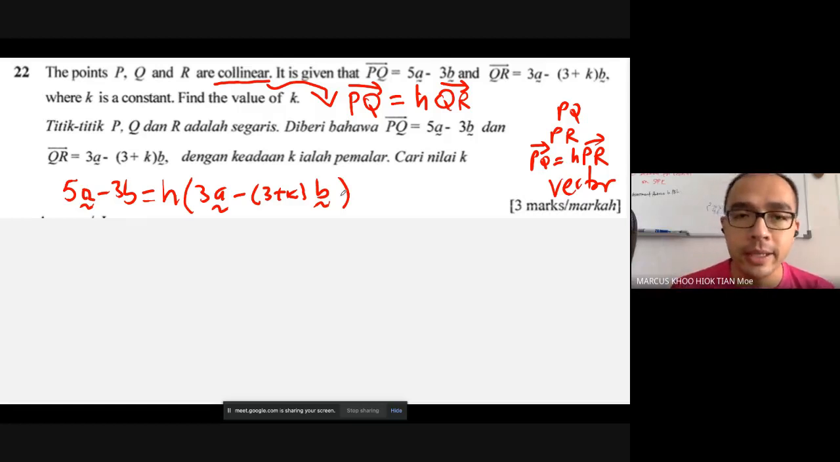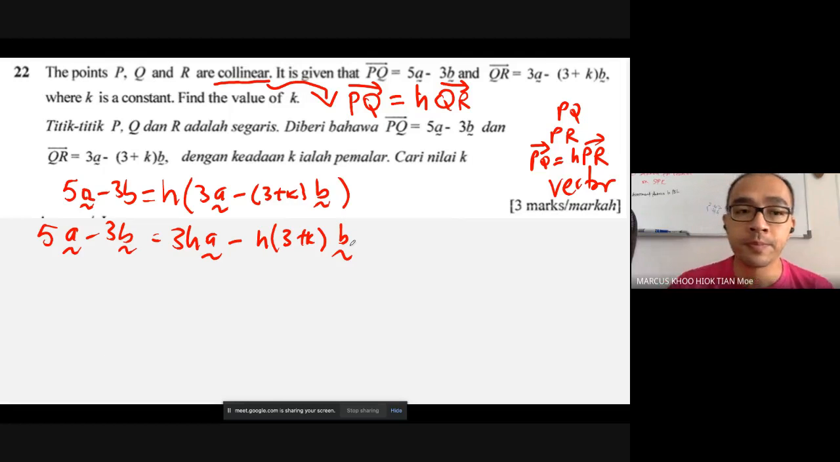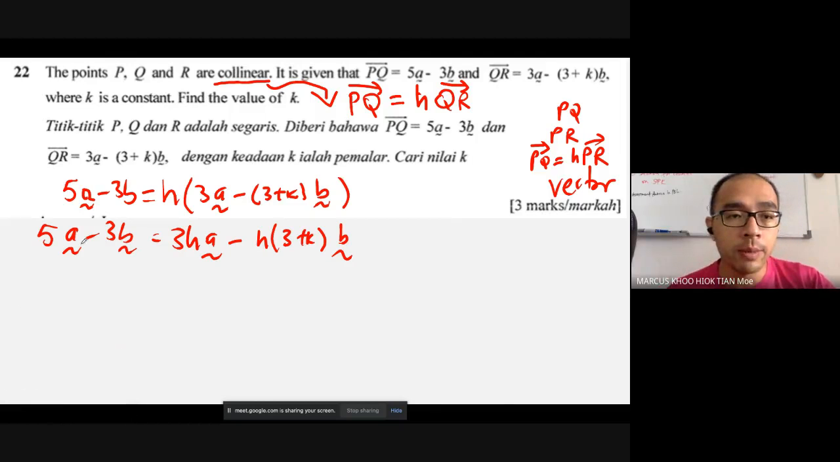But remember, vector is one of those questions where you cannot shift things around. You just have to do the whole thing and then compare. Compare is very important. So before we compare, let's settle this h first. 5A minus 3B equals to 3hA minus, I multiply the h over here, h3 plus kB. Then we can compare. I'm going to use different colors to help us. So 5 and 3h is one group. 5 equals to 3h, so we can conclude that h equals to 5 over 3.